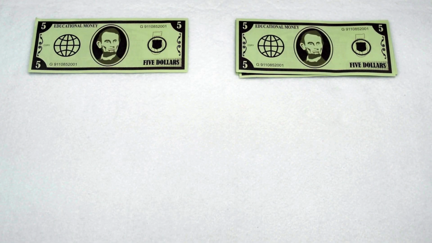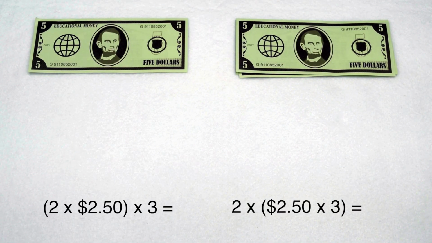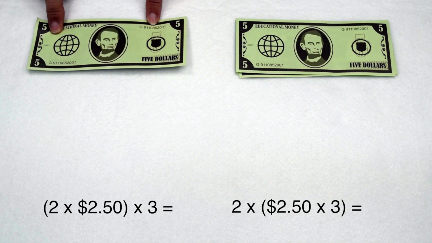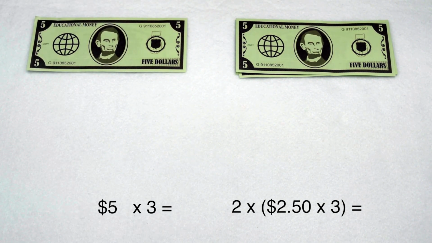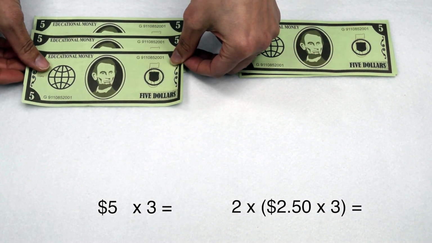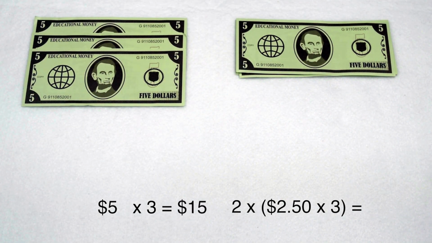Let's test the associative property of multiplication out with money. We're going to compare 2 times $2.50, then that product multiplied by 3, to 2 times the product of $2.50 times 3. Well, in our first problem, first we're going to do 2 times $2.50, that gives us $5. We're then going to multiply that $5 times 3, which gives us a total of $15.